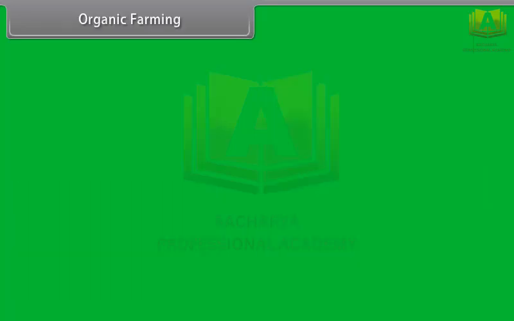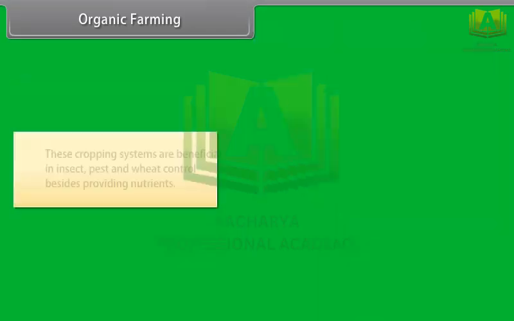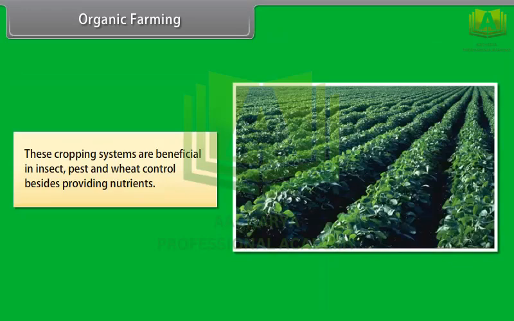Organic farming. Organic farming is a farming system with minimal or no use of chemicals as fertilizers, herbicides, pesticides, etc., and with a maximum input of organic manures, recycled farm wastes, straw and livestock excreta, use of bioagents such as culture of blue-green algae in preparation of biofertilizers, neem leaves or turmeric specifically in grain storage as biopesticides, with healthy cropping systems. These cropping systems are beneficial in insect, pest, and weed control besides providing nutrients.